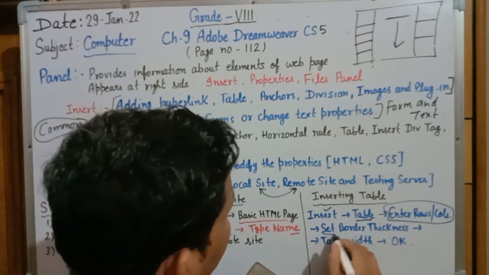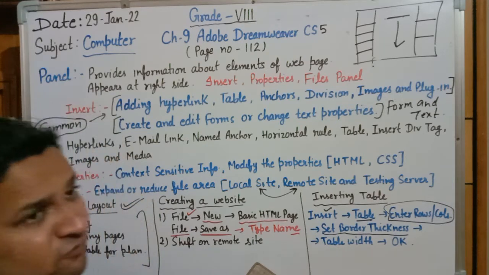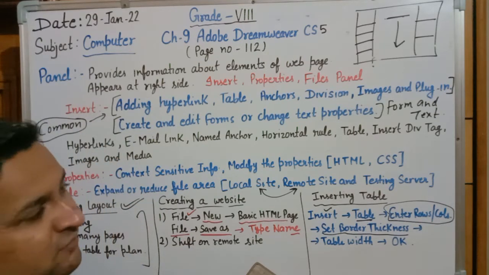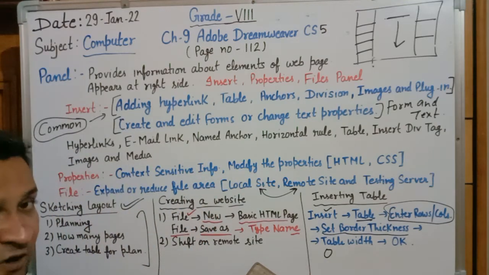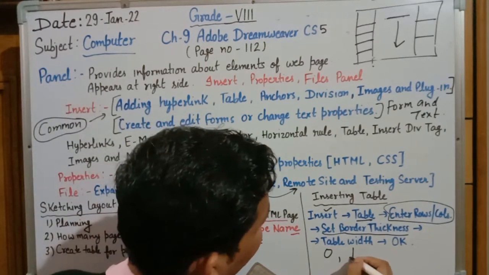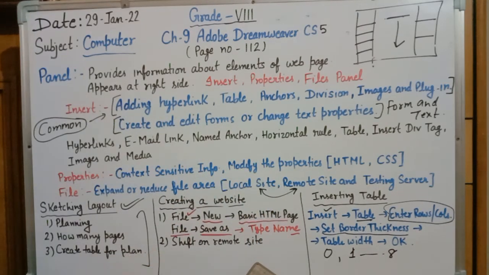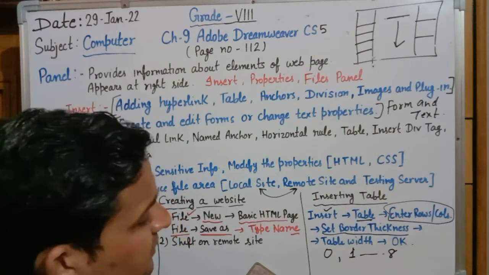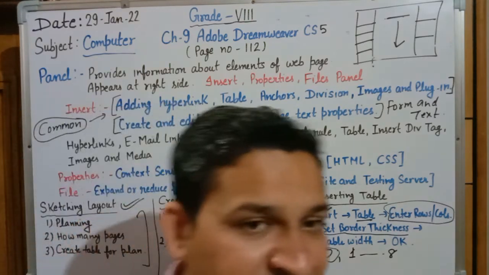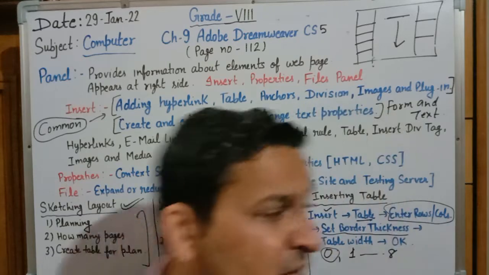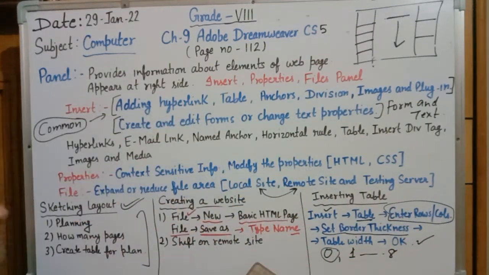Then set the border thickness. Now in border thickness we have one question. If we don't want to give a border, we want a border-free table, in that case you will set the value 0. If you want to give thickness, you can start giving values from 1 to 7, 8. You can give the thickness of your border. If you don't want to give any thickness, a border-free table, then set the value 0. Set the table width, height, position. Afterward, after setting all properties, click on the OK button.